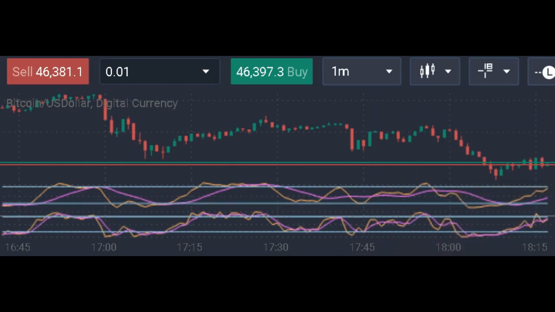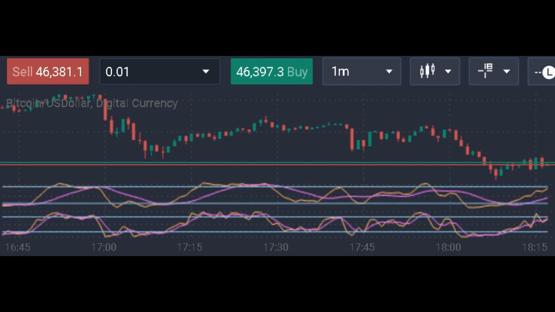All right, now the colors may be different in your platform, so you want to check your settings. And I put everything on the standard settings here on Prime XBT. Okay, so you know what they have in common. What's the real difference? Well, it's in how fast they move and how often they give you signals, okay?